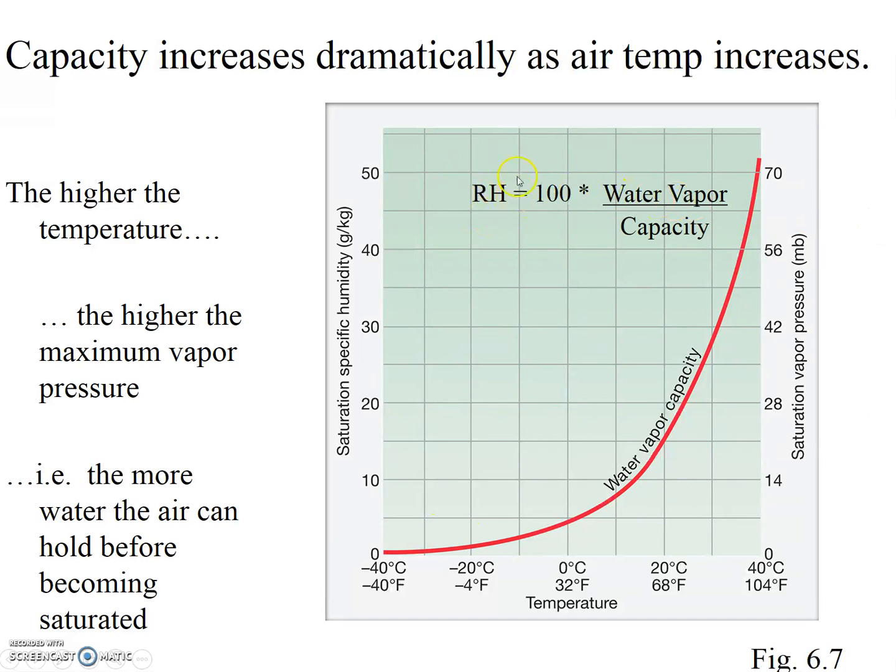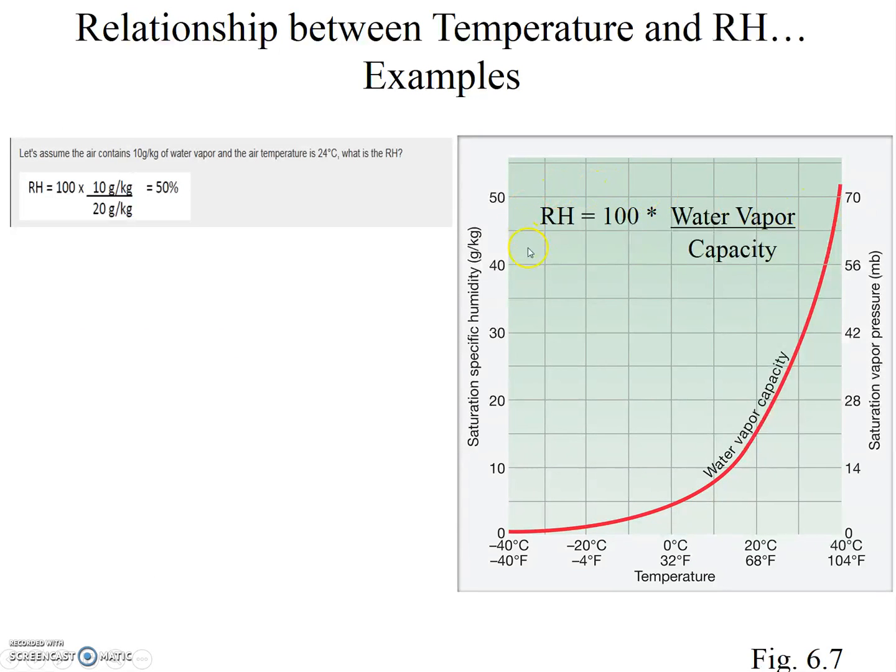But now, how is relative humidity related to temperature? Well, if this denominator is going up, if this number down here is getting bigger and bigger, relative humidity will be getting smaller and smaller. Let's work through a few examples using the equation shown here. Let's assume that the air contains 10 grams per kilogram of water. So that's the water vapor in the air, 10 grams per kilogram. And let's assume the air temperature is 24 degrees. Well, if the air temperature is 24 degrees, the air could hold 20 grams per kilogram. So what is the relative humidity? 10 grams of water per kilogram of air divided by 20 grams of water per kilogram of air, multiplied by 100, 50%. The air is at 50% capacity. The relative humidity is at 50%.